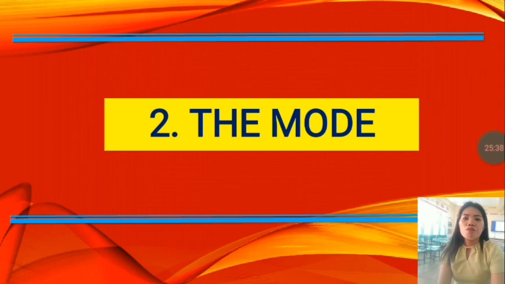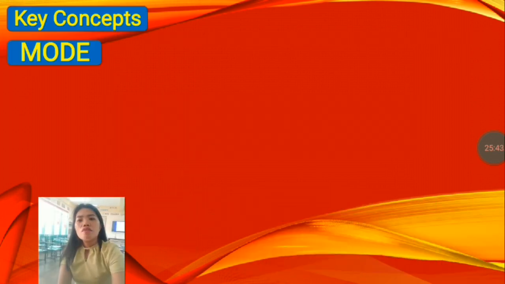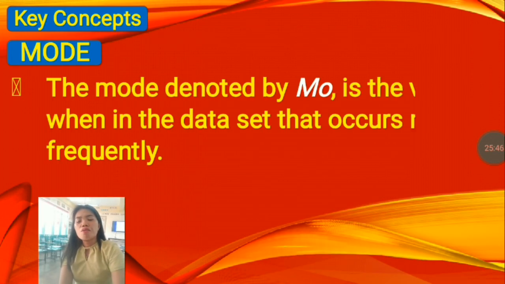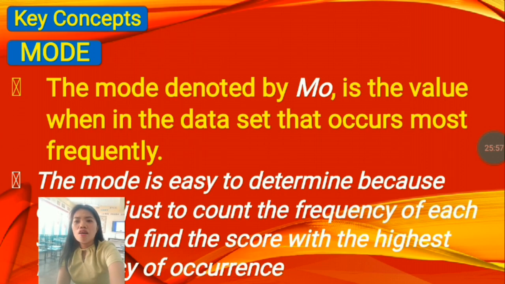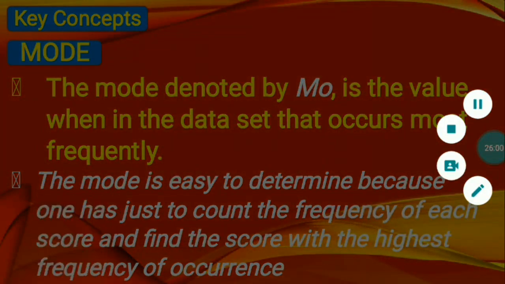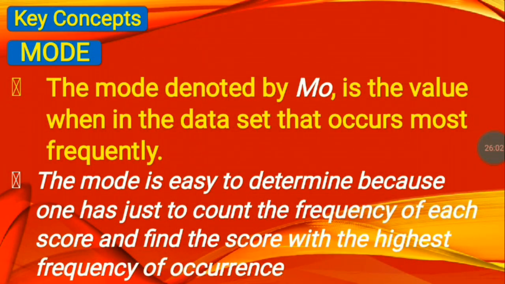Now let us proceed to the mode. Okay, what is mode? So let's start with the key concepts. The mode, denoted by MO, is the value in the data set that occurs most frequently. The mode is easy to determine because one has just to count the frequency of each score and find the score with the highest frequency of occurrence. So it's very simple for us to spot the mode in ungrouped data.